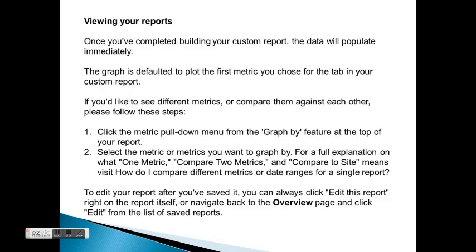Once you've completed building your custom report, the data will populate immediately. The graph is defaulted to plot the first metric you choose for the tab in your custom report. If you'd like to see different metrics or compare them against each other, please follow these steps. First, click the metric pull-down menu from the graph by feature at the top of your report. Select the metric or metrics you want to graph by. For a full explanation on what one metric, compare two metrics, and compare to site means, visit How Do I Compare Different Metrics or Data Ranges for a Single Report.